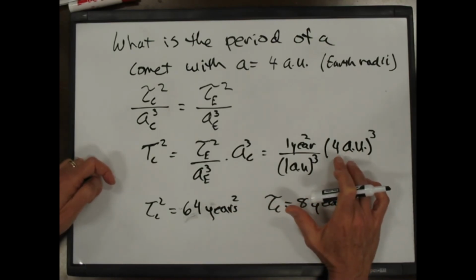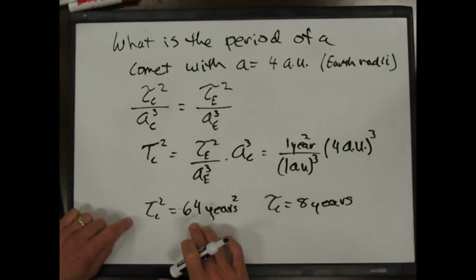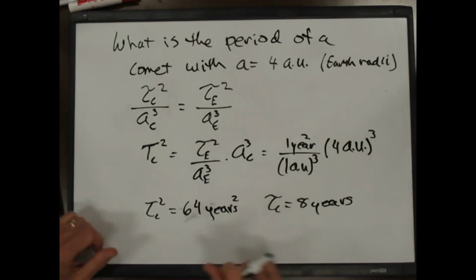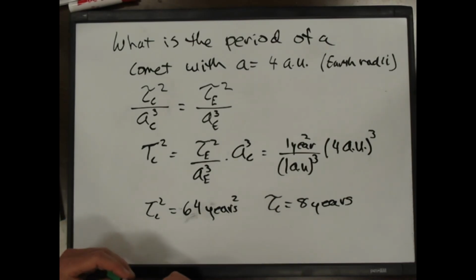4 cubed is 16 times 4 is 64. That's 64 years squared. Take the square root of that. I get the period of the comet is 8 years.